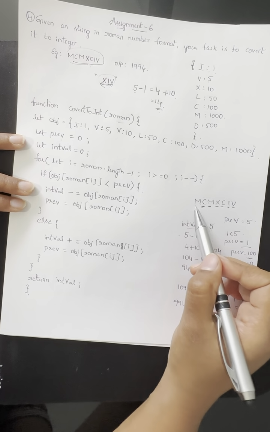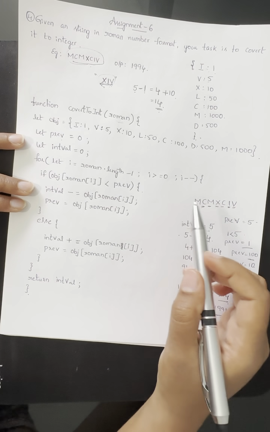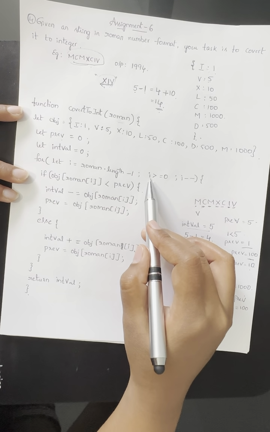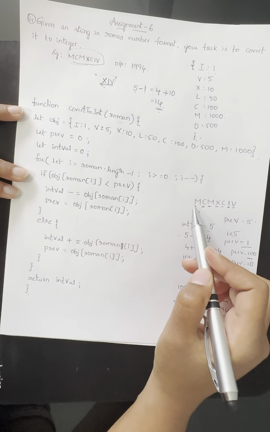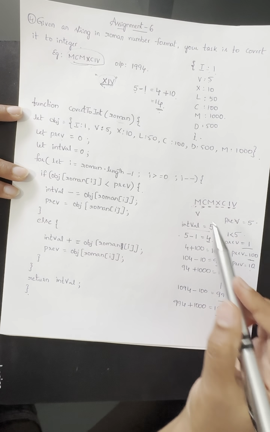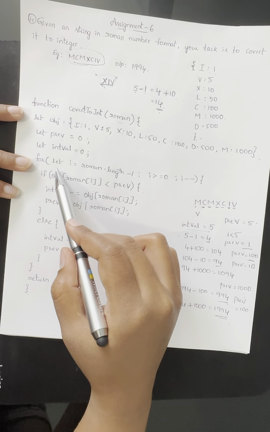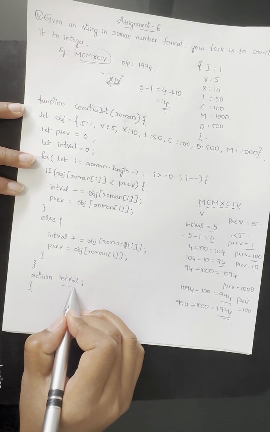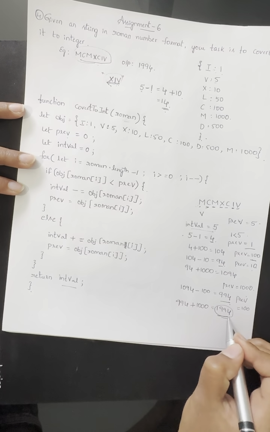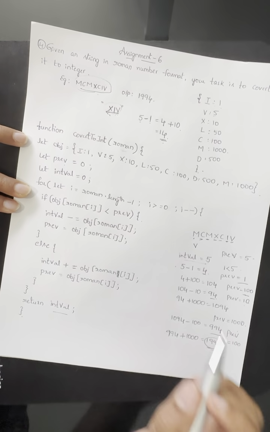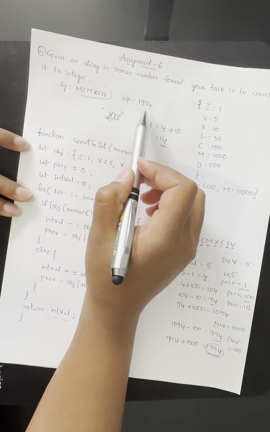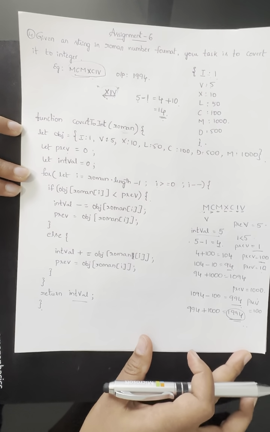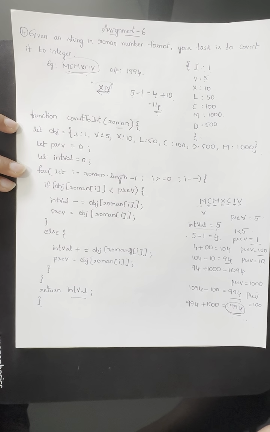Now i should be greater than or equal to 0. If we decrement i, it becomes minus 1, so the for loop ends here, and finally we return the integer value, which is 1994. So this is our required output. This is the code for converting the Roman number format to the integer value.